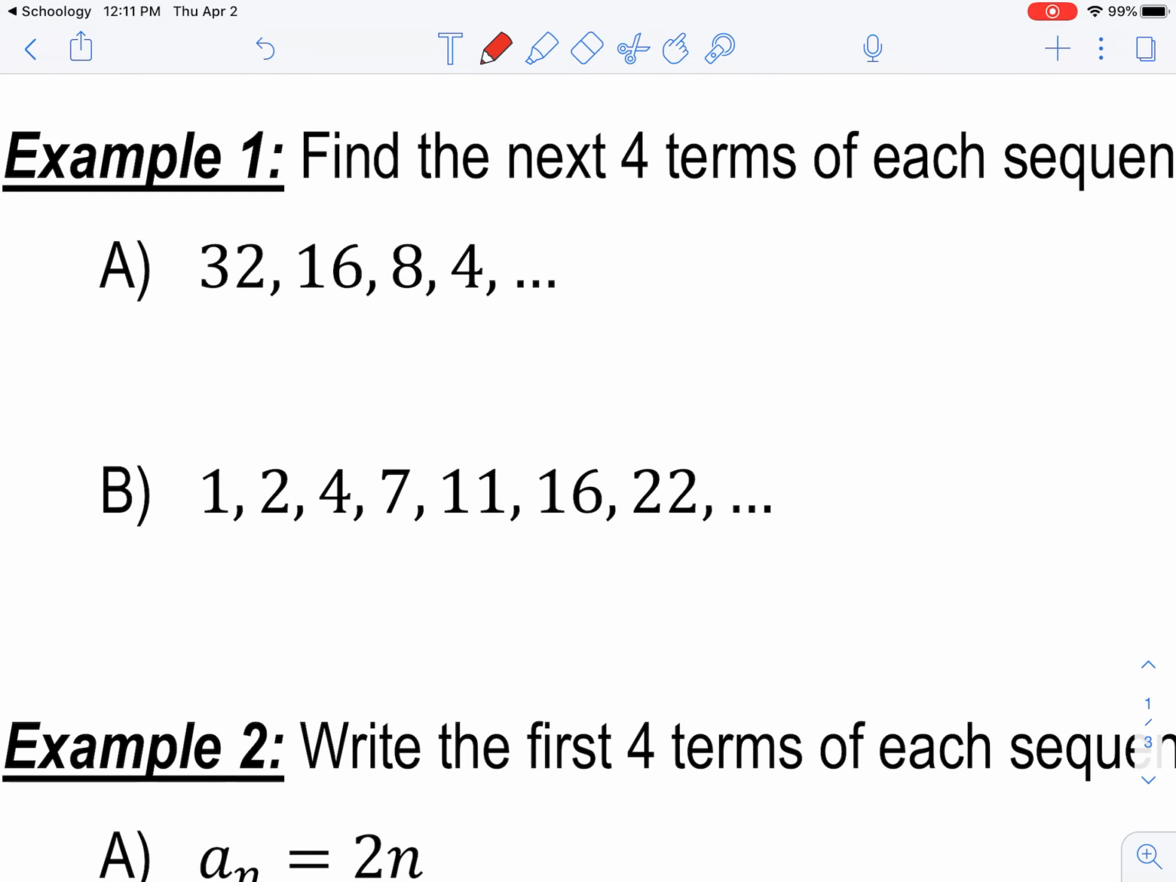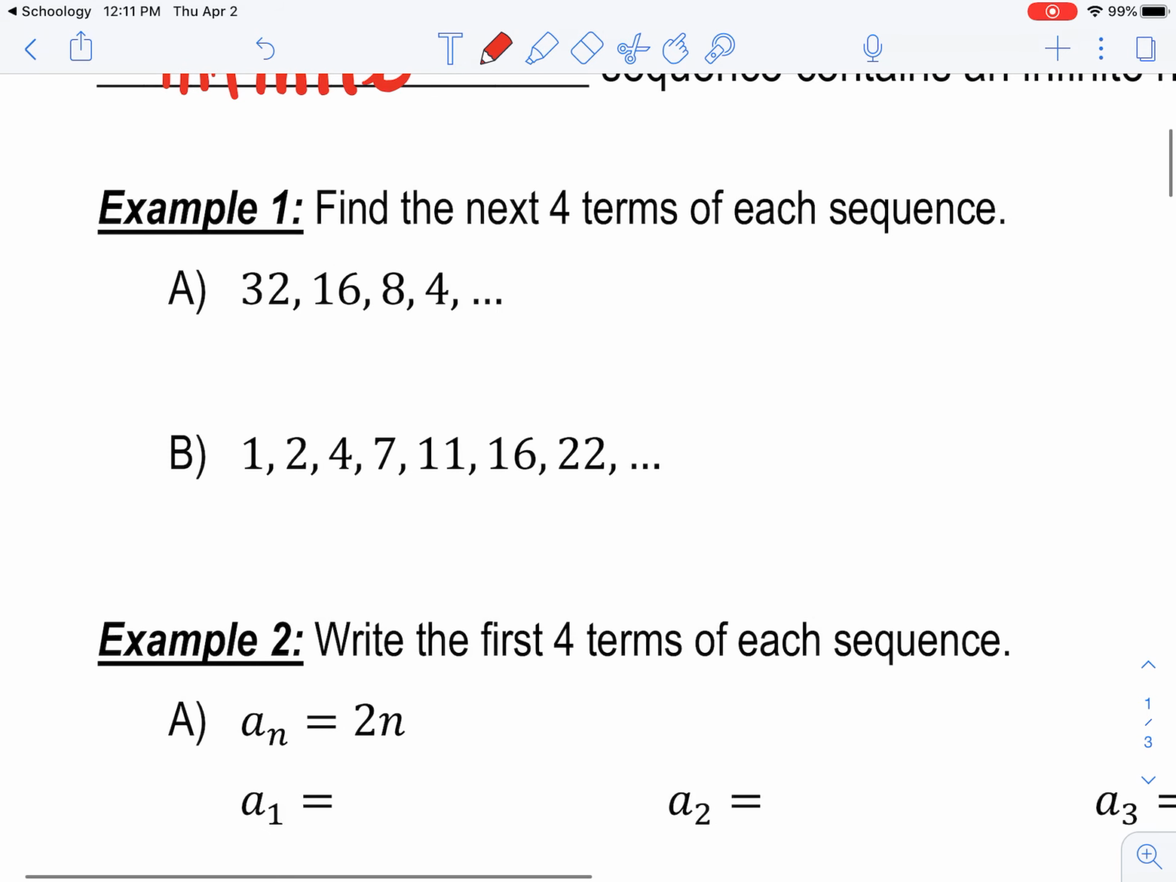Okay, so what we're going to start with is recognizing patterns. It says find the next 4 terms of each sequence. So go ahead, pause the video, open up Notability, try to see if you can find the next 4 terms. You're looking for a pattern and then what the next 4 terms are.